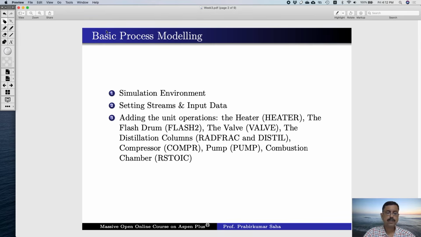Today's lecture is a part of a lecture series to be taught in week 3. We will learn the basic process modeling part, which will contain the simulation environment, setting streams and input data, adding the input operations, namely heater, flash drum, valve, distillation columns, to be very precise, RadFrac and Distill, compressor, pump, and combustion chamber. The combustion chamber will be essentially a stoichiometric reactor.